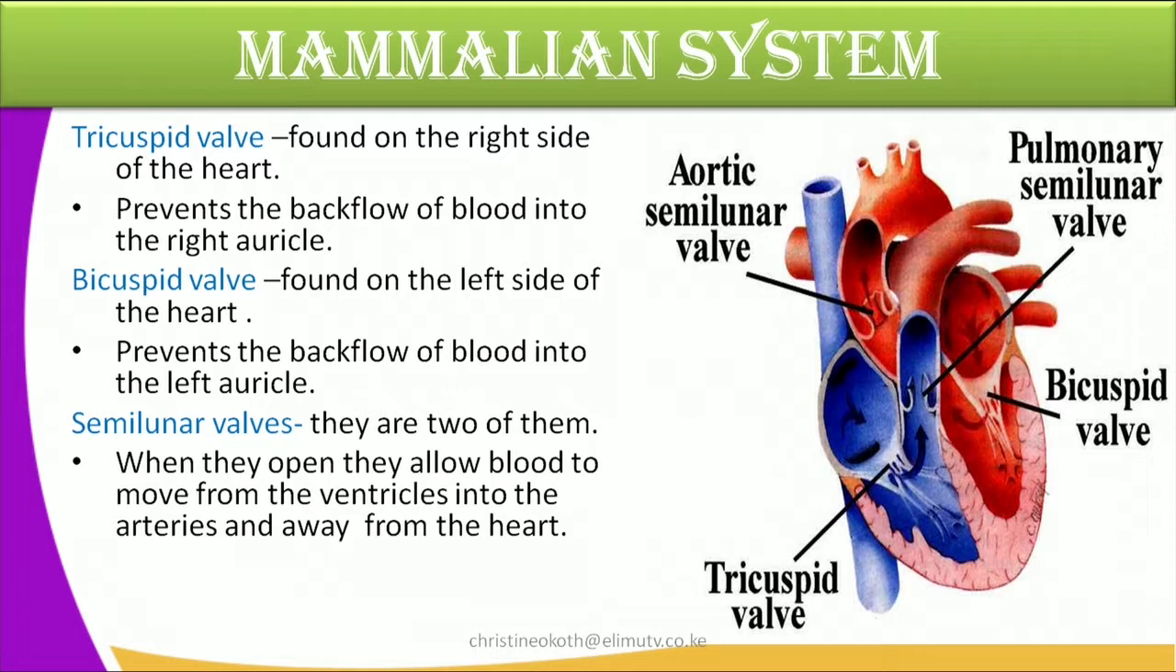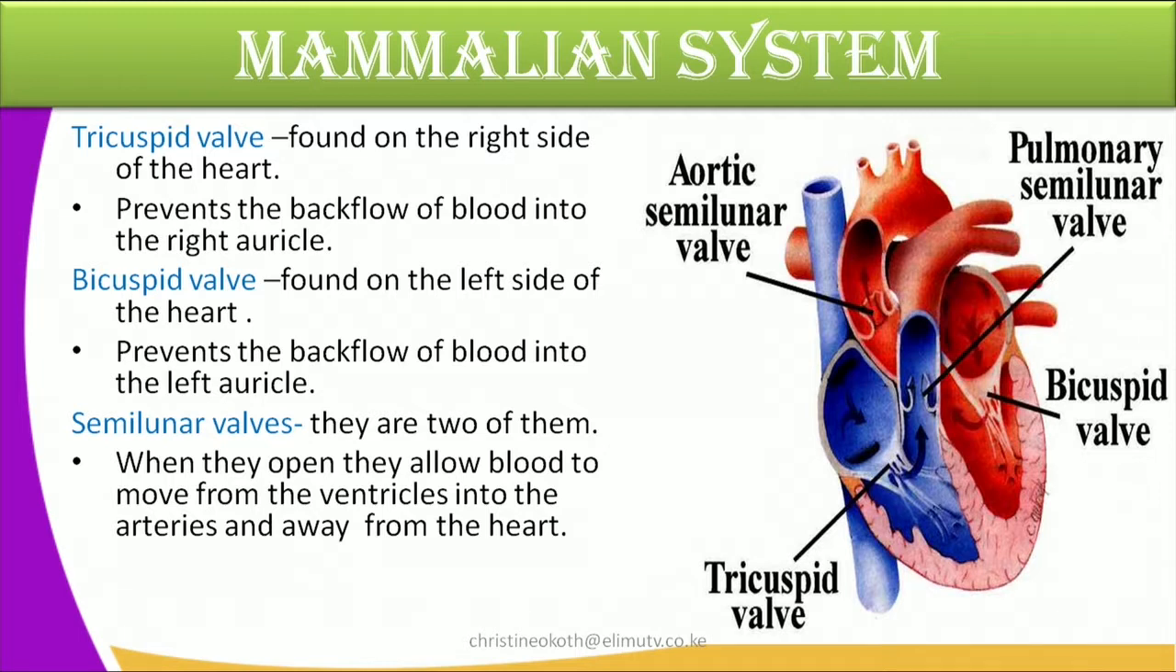So the tricuspid valve, where is it found? It is found on the right side of the heart. So you can observe in the illustration, the right side of the heart is where it is painted blue. So the main function is that it will prevent the backflow of blood into the right auricle.